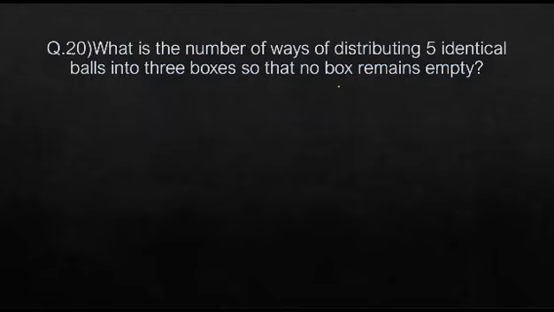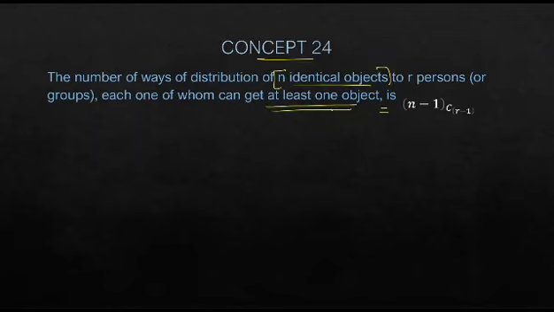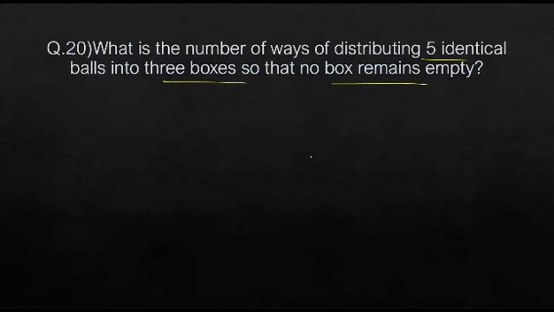So this is the example question for this particular concept. What is the number of ways of distributing 5 identical objects, again the case of identical objects being distributed, into 3 boxes so that no box remains empty? Now here the case is that no box remains empty. So here what happens is at least one object has to be present in each of the boxes. Therefore we'll directly write 5. Now n here is equal to 5, right? The things that we are distributing, and 5 identical balls we have.